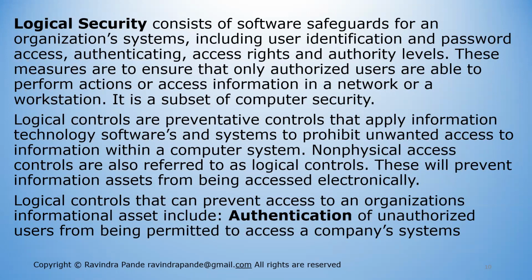So logical security consists of software safeguards for an organization's systems, including user identification, password access, authorization, authentication, access rights, and authority levels. We're going to understand each of these in detail in the coming slides. These measures are to ensure that only authorized users are able to perform actions or access information on a network or a workstation.